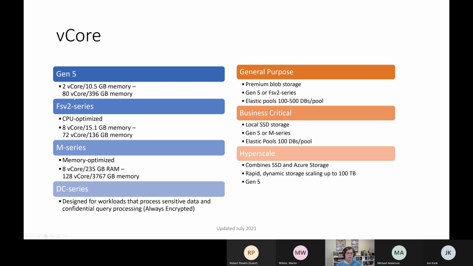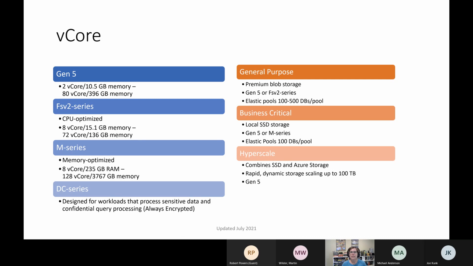What you'll notice when you pick something in the vCore model is that your number of CPUs and your amount of memory are tied together. After you decide what kind of compute you want, then you pick what type of storage you want. For managed instances, we have two options right now, general purpose and business critical. For elastic pools, we have general purpose and business critical. For single databases, we offer all three of these options.